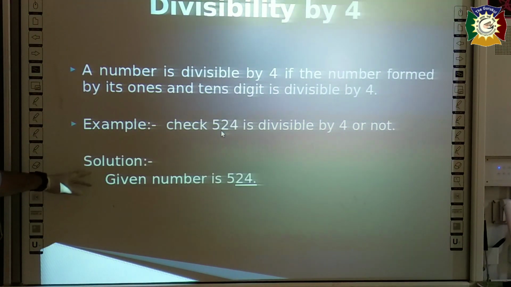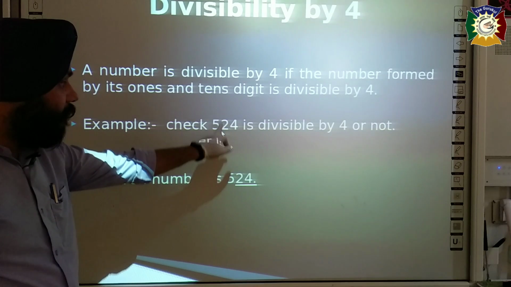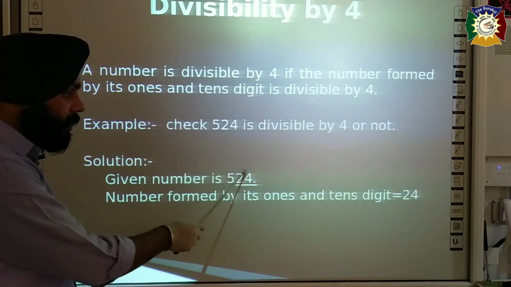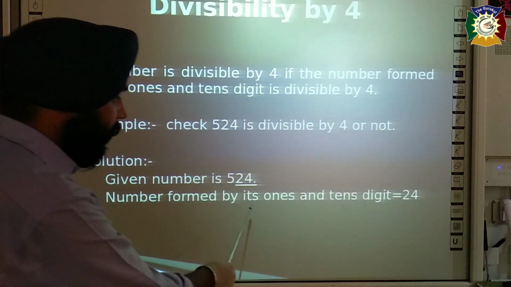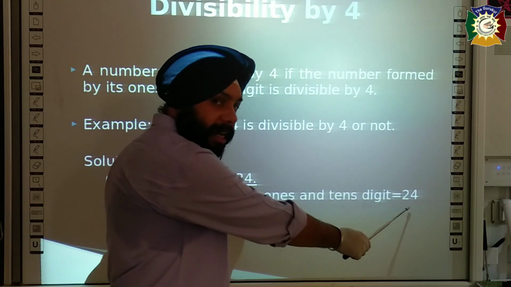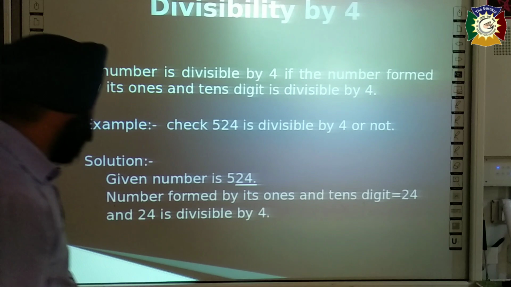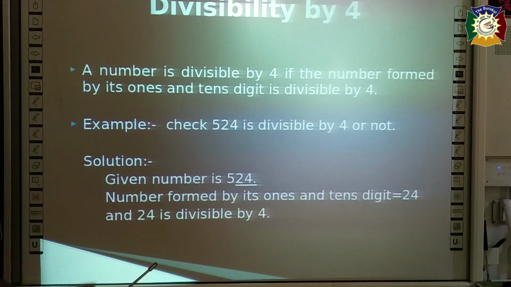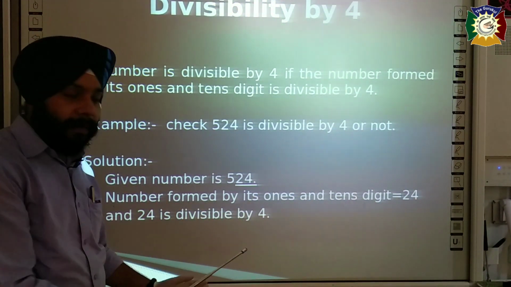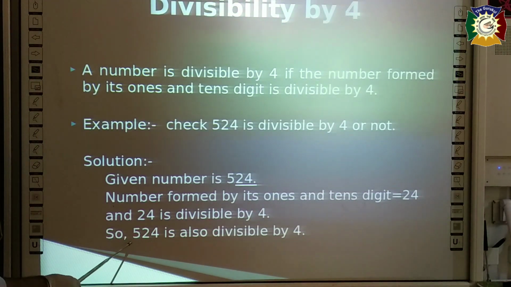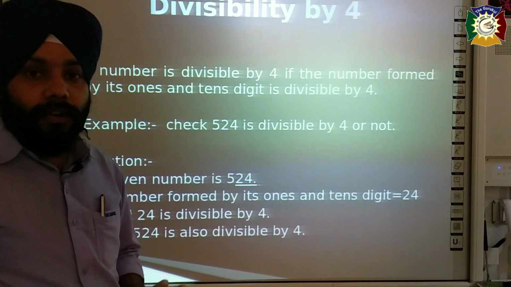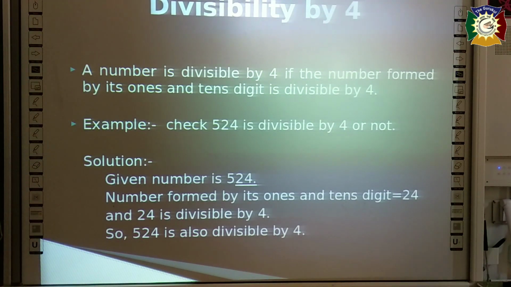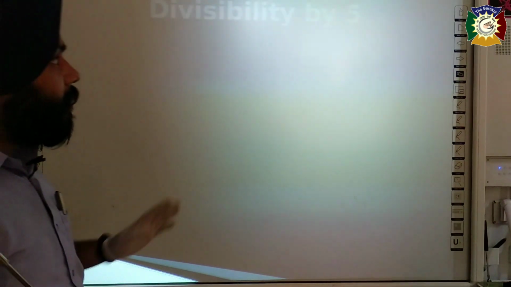See the solution. The given number is 524, and the number formed by its ones and tens digits is 24. We know that 24 is divisible by 4, so we can say 524 is also divisible by 4.